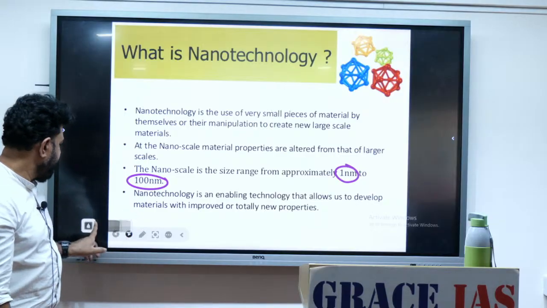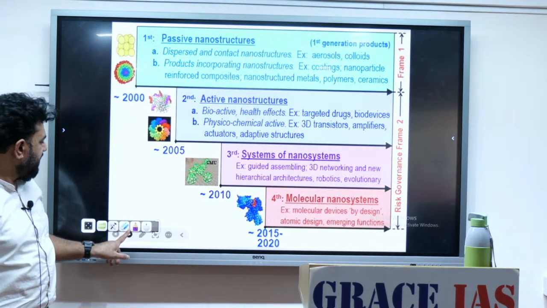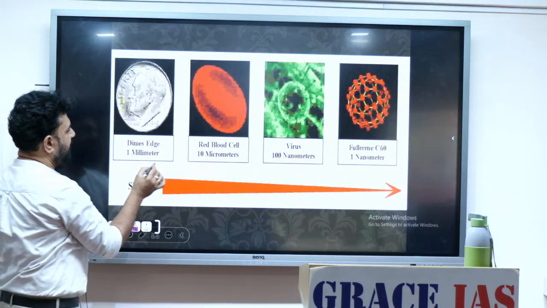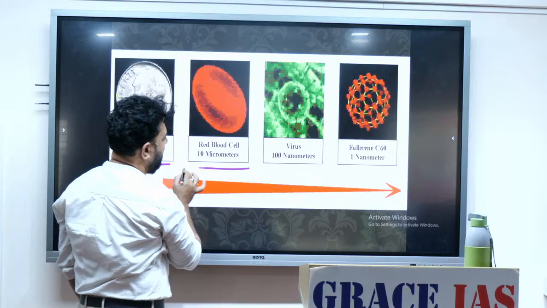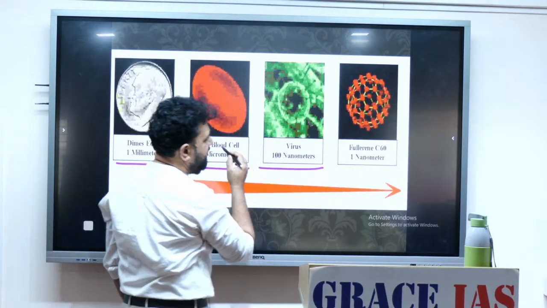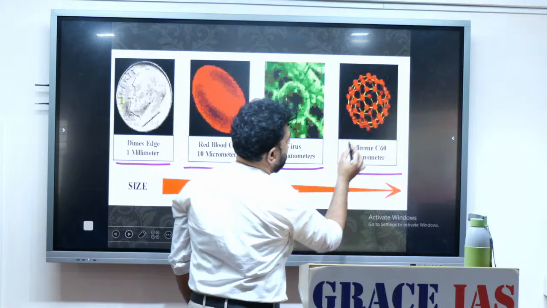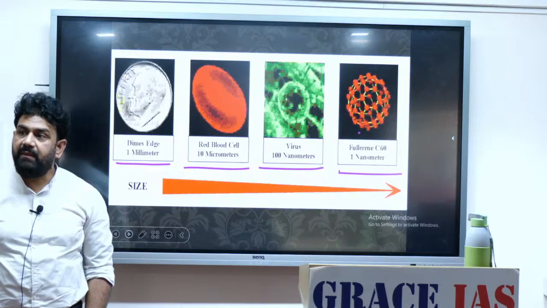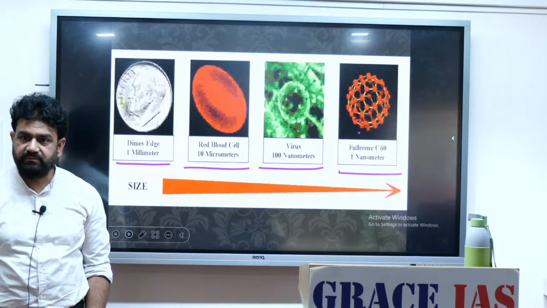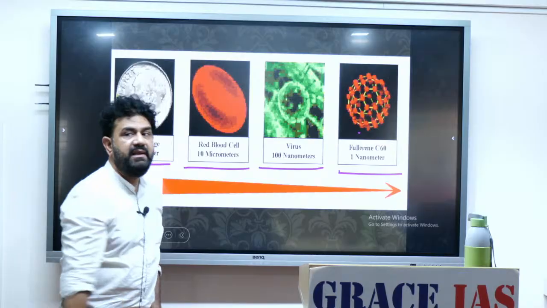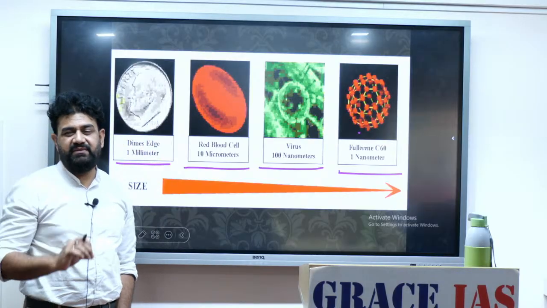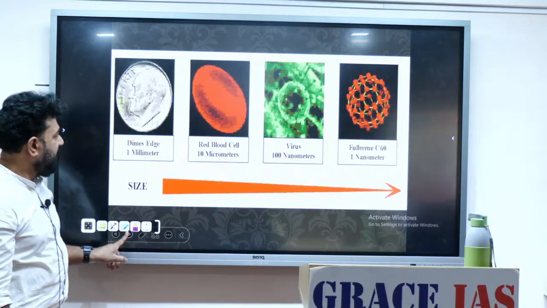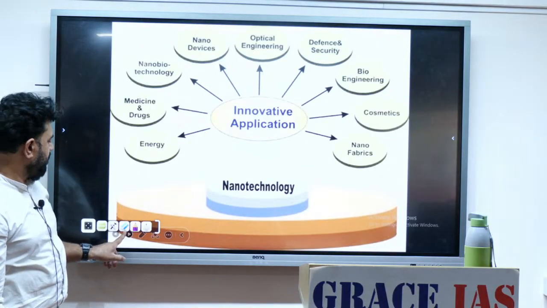We will try to show you how the size is for comparative purposes. For example, a coin is 1 millimeter, an RBC is 10 micrometers, a virus is 100 nanometers, and Buckminster fullerene, very very important, which is the building block of carbon nanotubes, is 1 nanometer in size. That is important for you, please understand. This is just for comparison, to imagine what nano is.